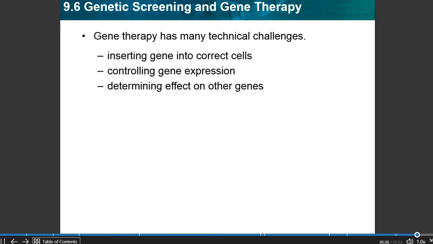So I will talk about this a little bit in class, on gene therapy and some stuff that may be sort of questionable. So that is the end of the notes for Section 5 and 6, and the end of the notes for Chapter 9.